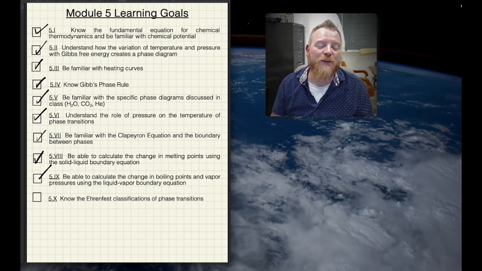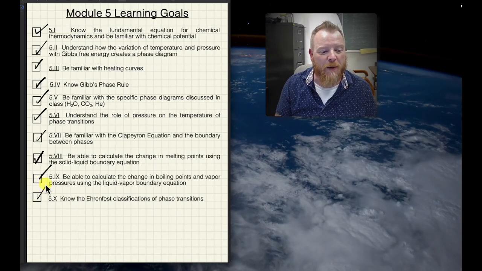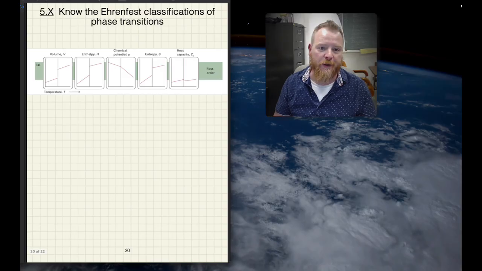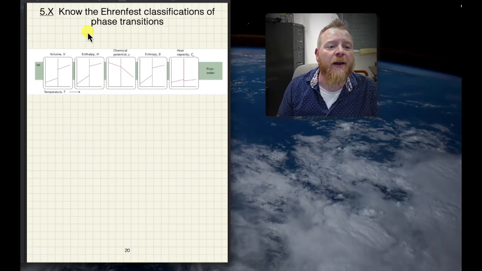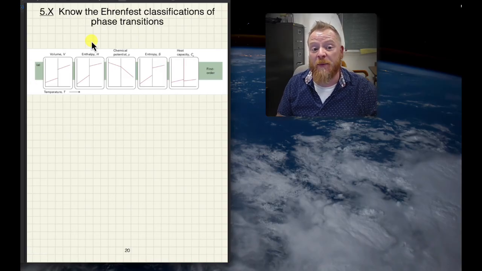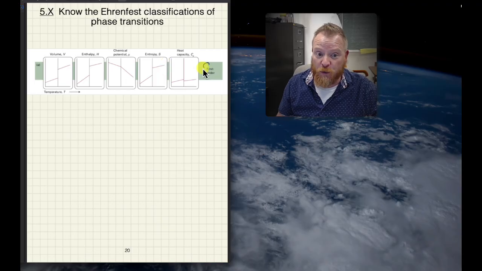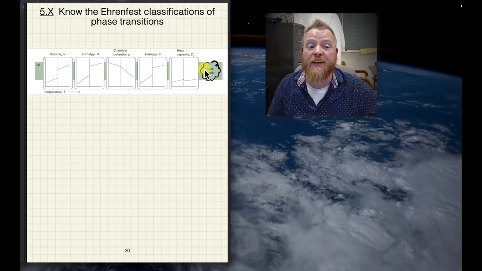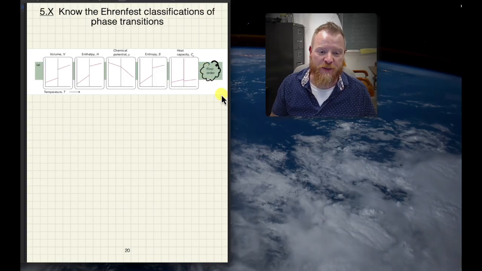Okay, folks, last learning goal of this module. This should be a pretty short and sweet one, talking about the Ehrenfest classification of phase transitions. Let's go for it. So the Ehrenfest classification is divided up into two things. First order phase transitions, and then in the next slide, we'll see that there are second order phase transitions.